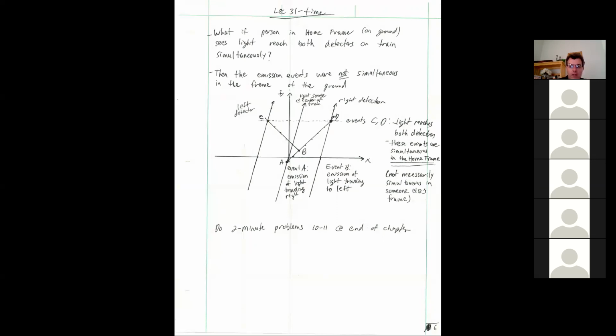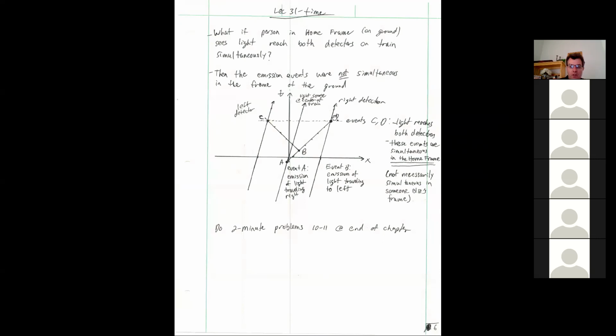Okay, so the person says, all right, there's a light pulse going to the right. Well, it must have intersected the center of the train at this time. So it started from the center of the train at this time. There's a light pulse going to the left. It must have started at the center of the train at this time. Not this one, ignore that. It must have started from the center of the train at this time, okay?